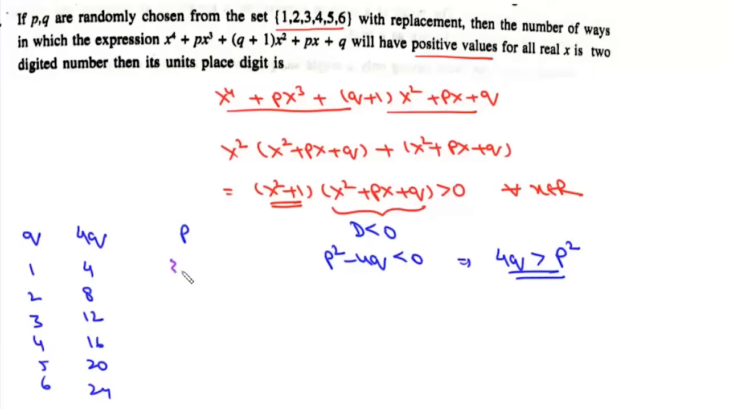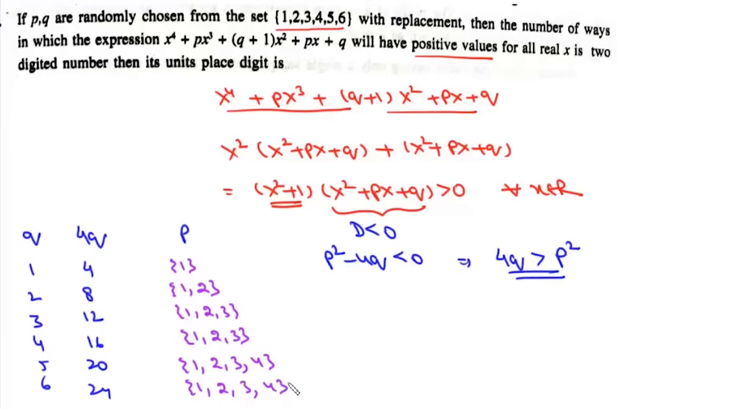Now the corresponding value of p can be 1 in this case. Now here it will be 1 and 2, because 1 square and 2 square are less than 8. Now here it is 1 square, 2 square, and 3 square. Here also it will be 1 square, 2 square, and 3 square. Here it will be 1 square, 2 square, 3 square, and 4 square. And here also 1 square, 2 square, 3 square, and 4 square. So the total number of cases will be 1 plus 2, 3, 3 plus 6, 9, 9 and 8, 17.